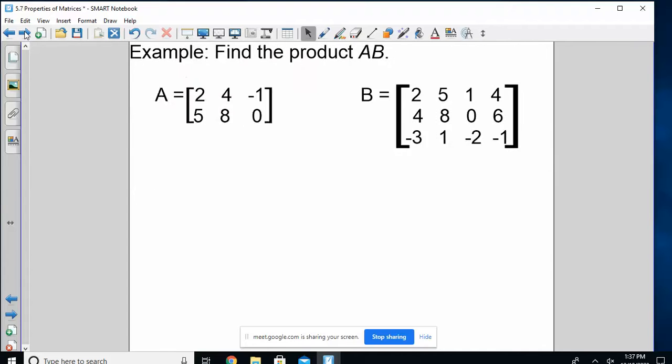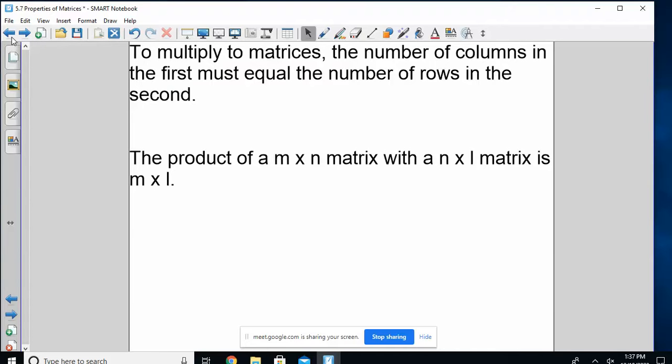Okay. So when we do this, we can't multiply any two matrices. In order for the multiplication to work, the number of columns in the first one has to be the same as the number of rows in the second. And then I put up here, if you take an m by n matrix times an n by l matrix, you get an m by l.